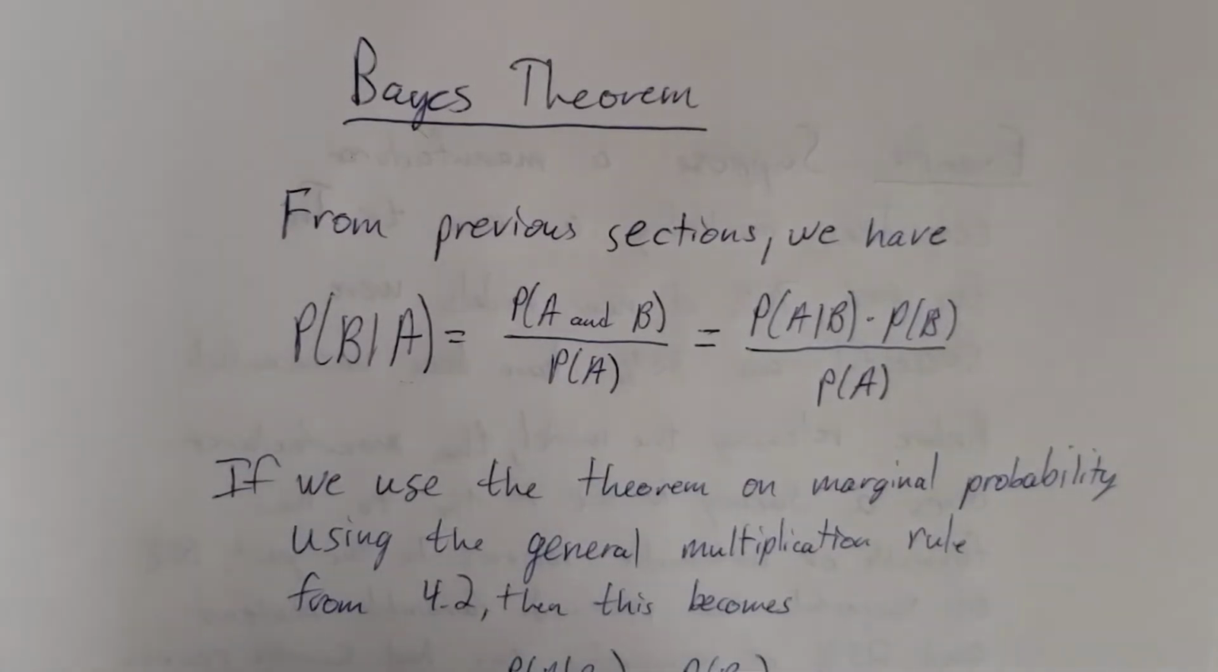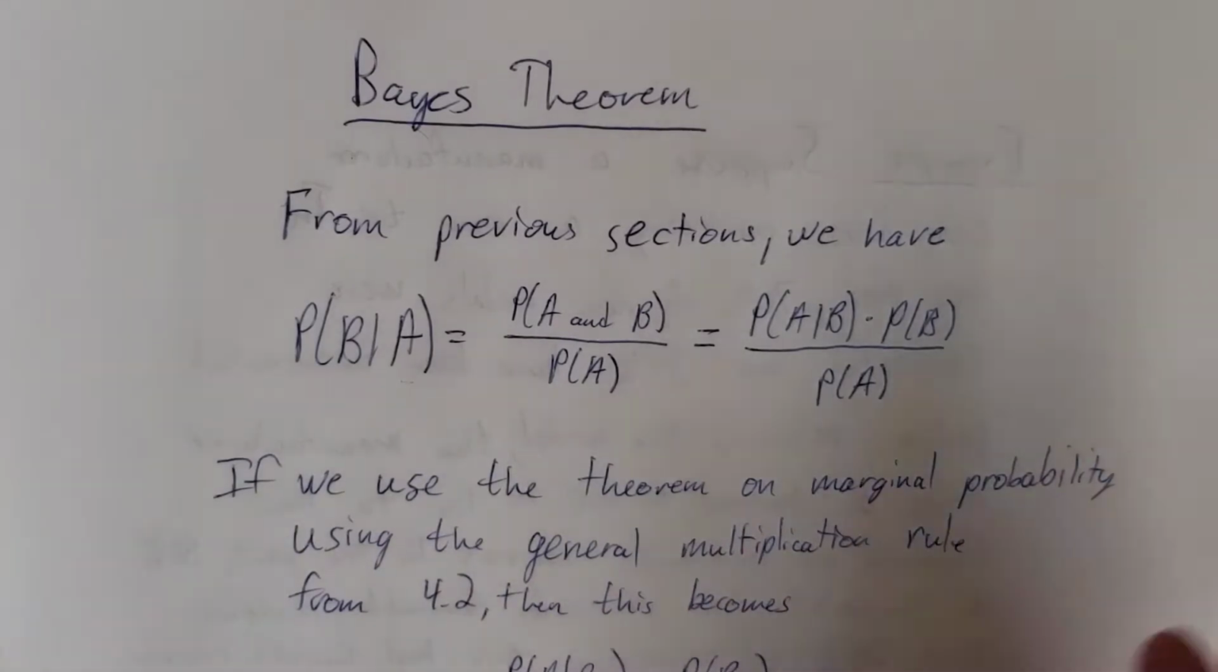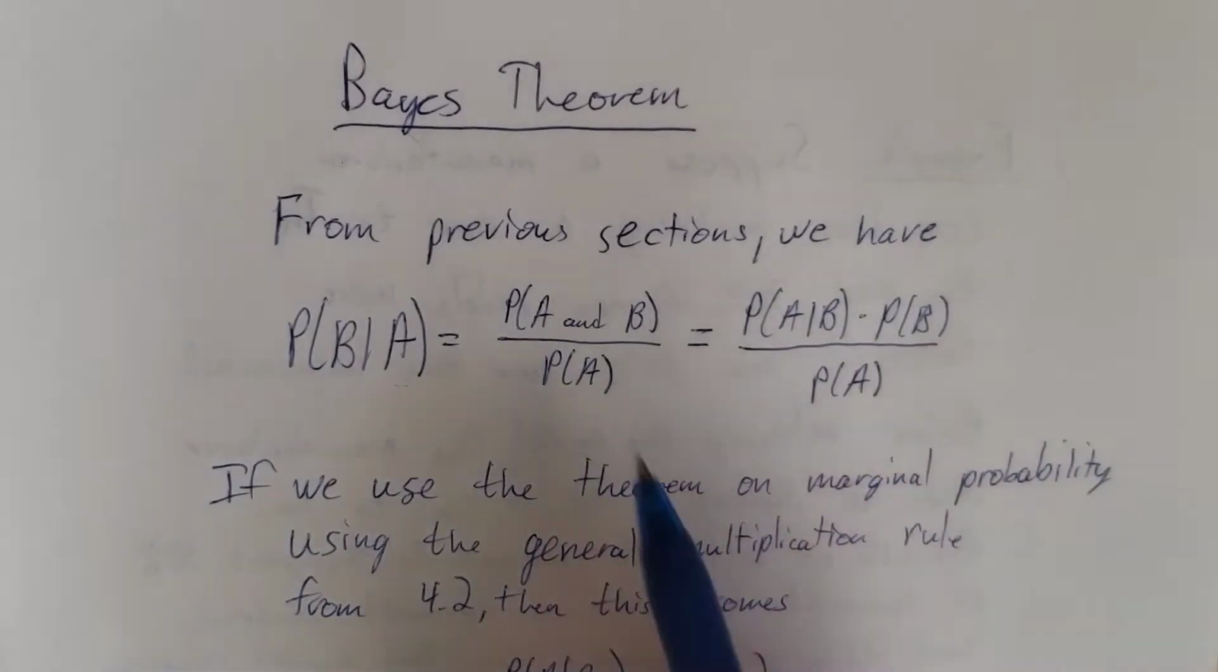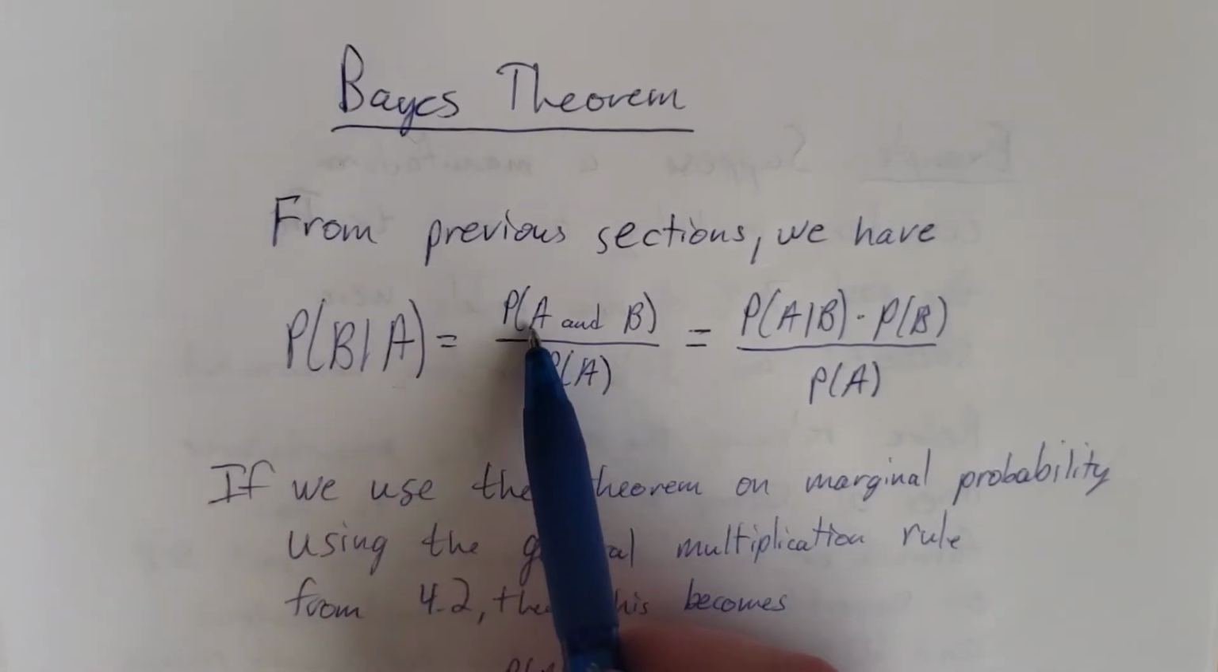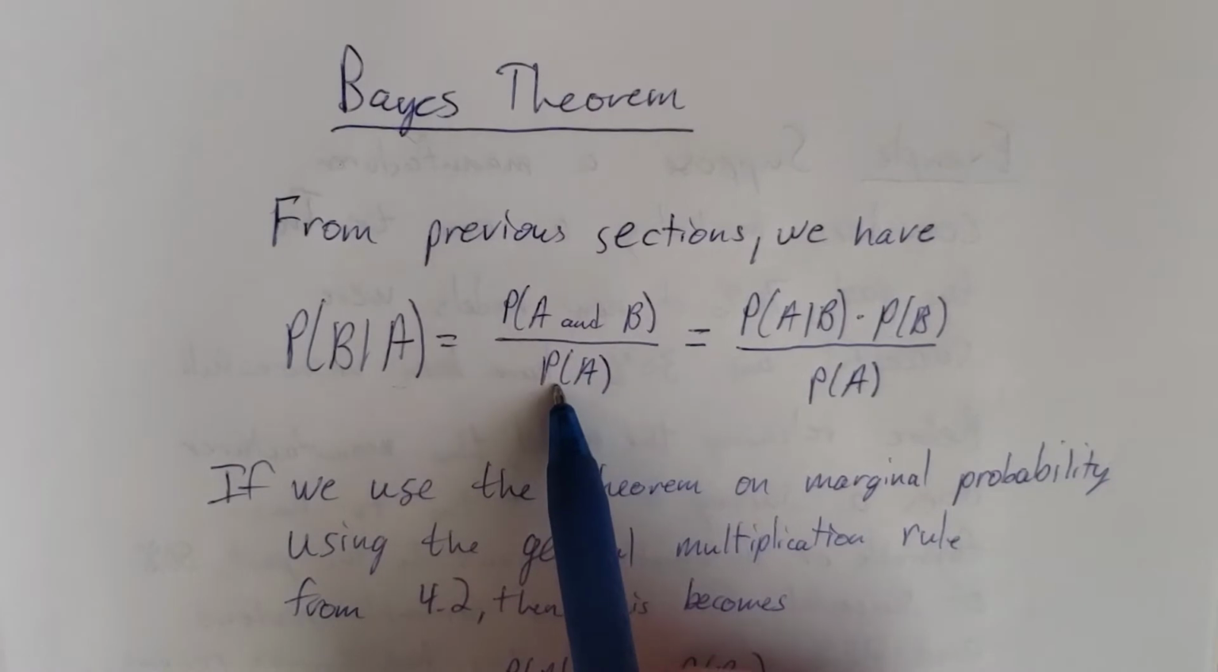In this video, we're going to take a look at Bayes' theorem. So we're going to start with a few statements from previous sections. From those sections, we have that the probability of B given A is equal to the probability of A and B divided by the probability of A.